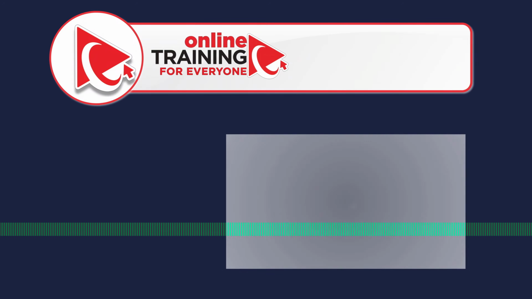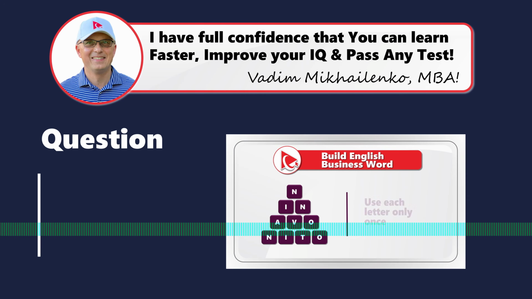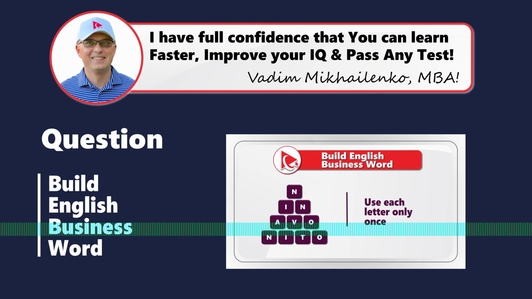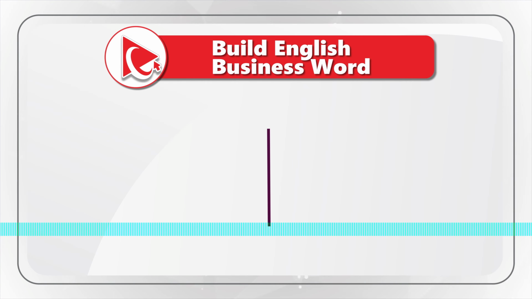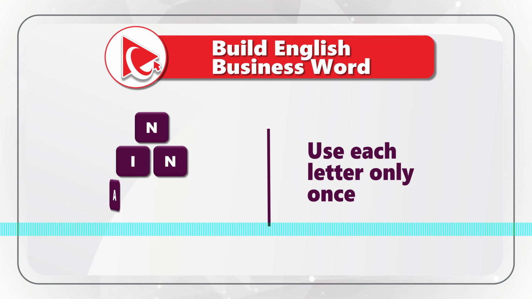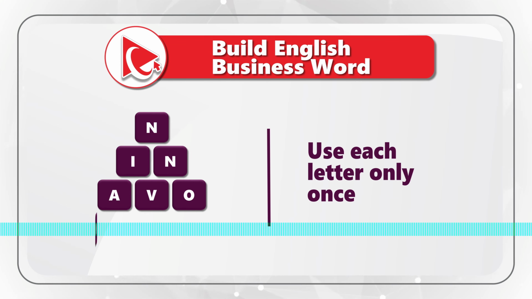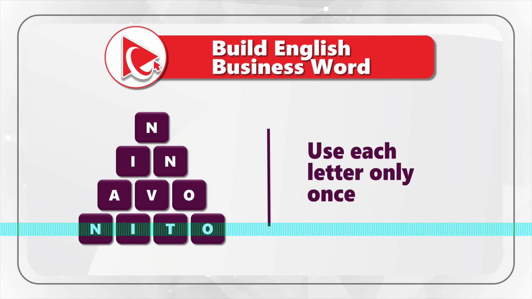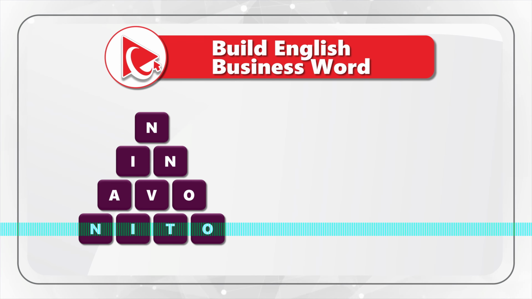I love this question because the answer represents such a powerful business concept. You're presented with 10 letters, and you need to build an English business word by using each letter only once. The letters are N, I, N, A, V, O, and I, T, O. Take a close look to see if you can come up with the solution. I am going to give you a quick hint.